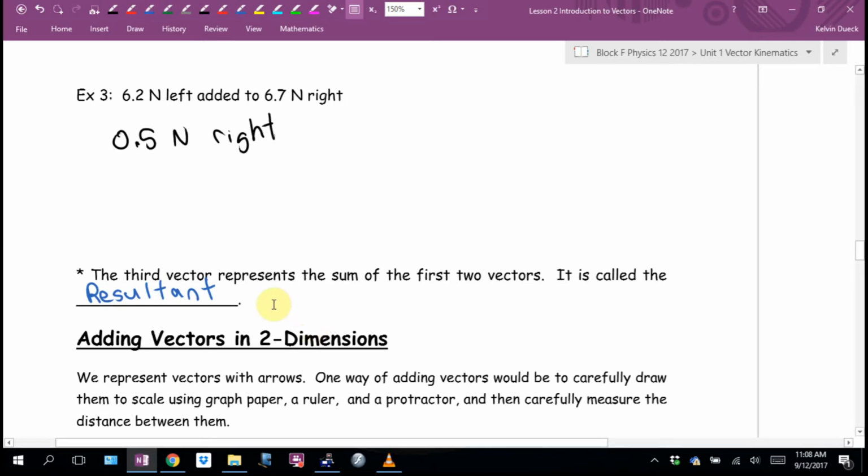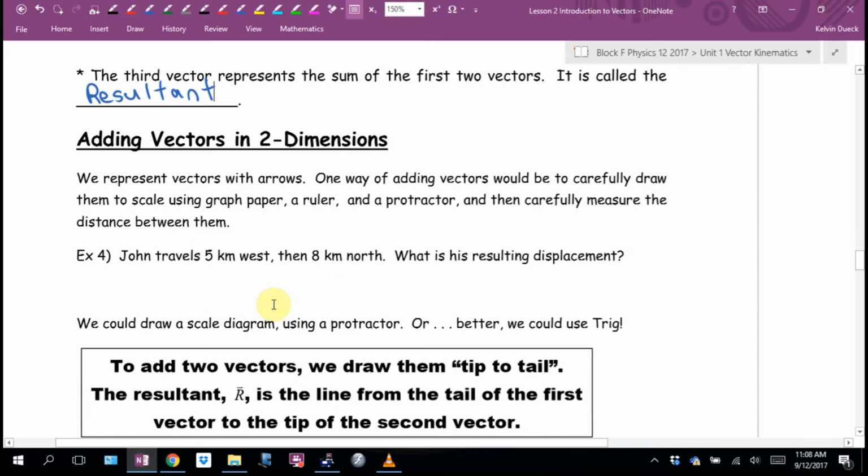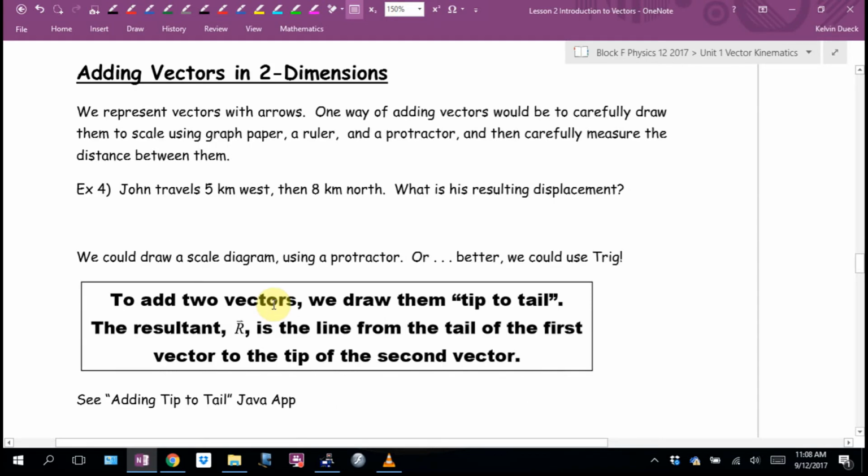Physics 12 starts now. Adding vectors in 2 dimensions. This is the brand new stuff. I've already told you that we represent vectors with arrows, and one way to add vectors together would be to get a ruler, graph paper, and a protractor, and draw everything to perfect scale, measuring very carefully with meticulous blueprint style diagrams, and then at the end, measure that distance, look at your scale, multiply by the conversion factor, and use your protractor to get the angle. Or better yet, you can use some trig. Way easier.